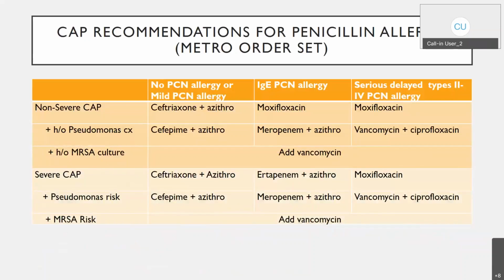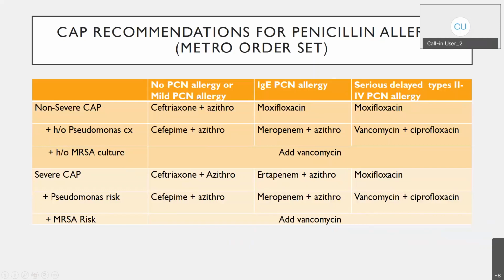And so these are the recommended regimens in someone who has a penicillin allergy, and it's based on whether you classify their allergy as mild, IgE-mediated, or serious. And you don't have to remember all of these. There is a pneumonia order set in EPIC. It's currently being updated with the most recent guidelines, but if you use that order set, it will guide you through all of this, including the definitions of penicillin allergy and when to cover for Pseudomonas and MRSA.